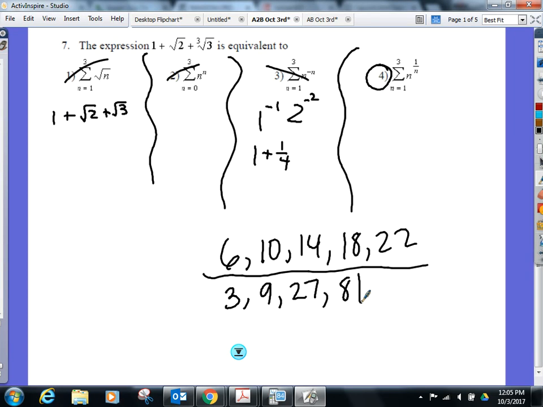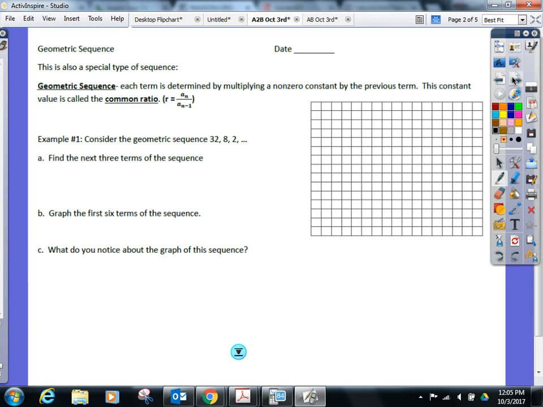How do you go from 3 to 9, 9 to 27? Multiply by a number. All right, multiply. So if I need to multiply by a number, I have a new sequence which is called geometric. All right, take a look. Geometric. That's when I multiply by a certain number.